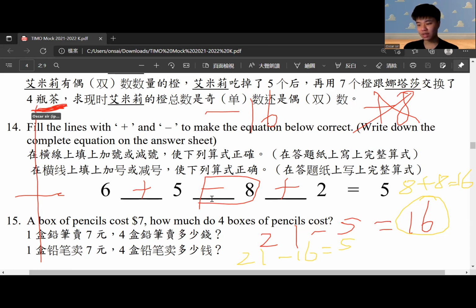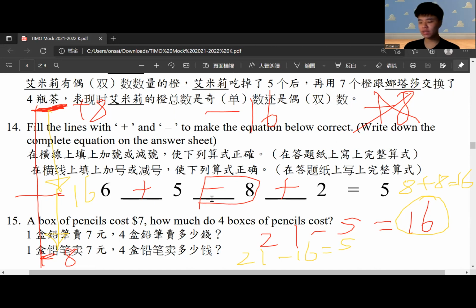Initially you are plus 8 here, and then you now change it to minus 8, so you can find it. You minus 8, go back to 0, and then you minus 8 again, okay? So the difference is 16.